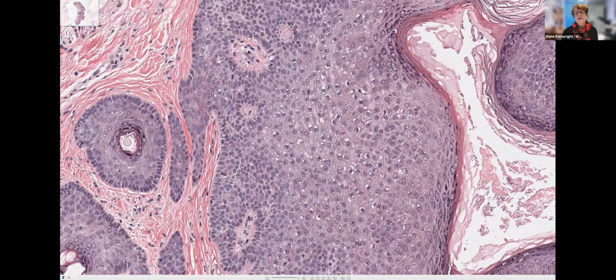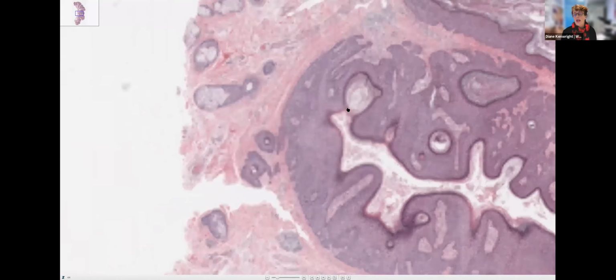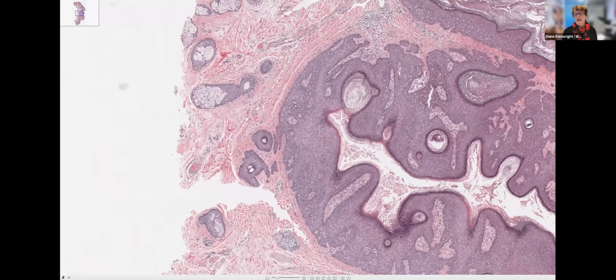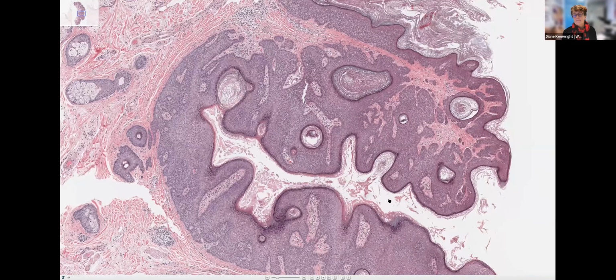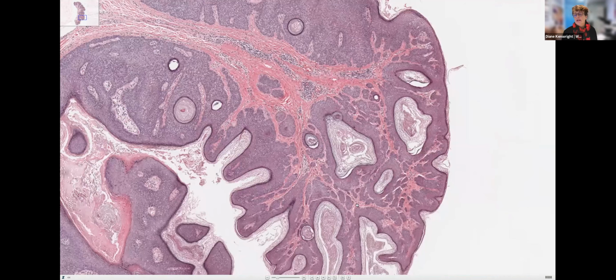This is quite a low power scan, but I can see that these cells have got little spikes between them. So all this is confirming these being squamous cells with a basaloid look to them, and the horn cyst. So it's making me think more of a basal cell papilloma, aka seborrheic keratosis. But then we have this here, which is quite worrying, because could this be invasion?